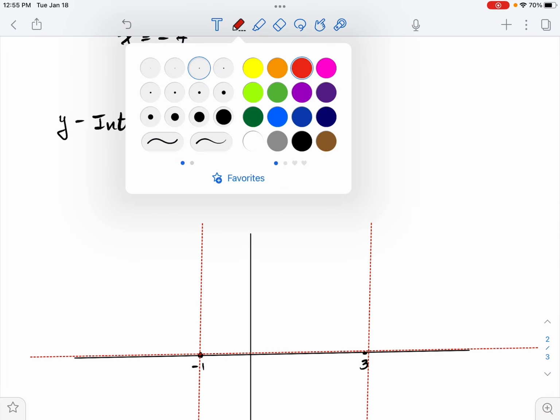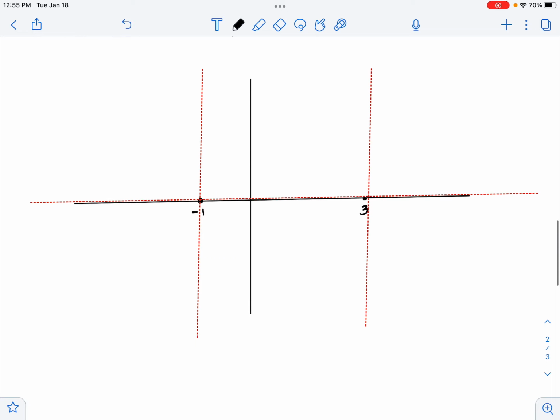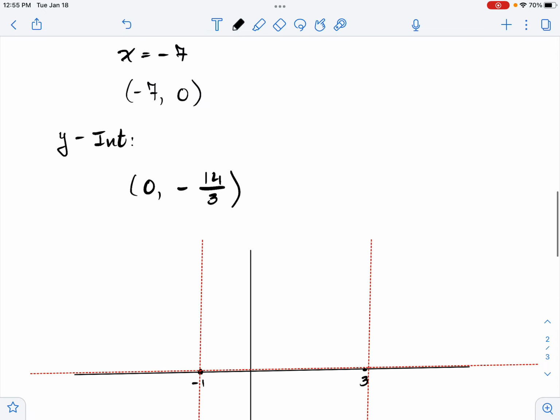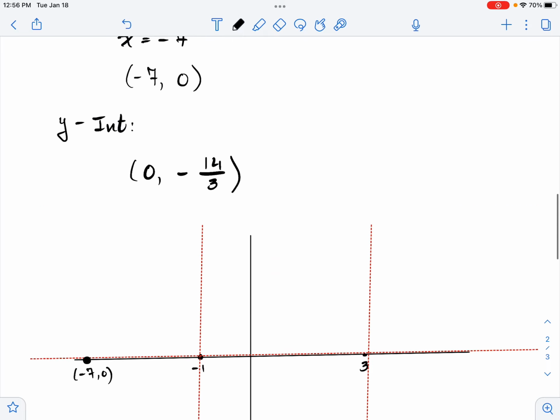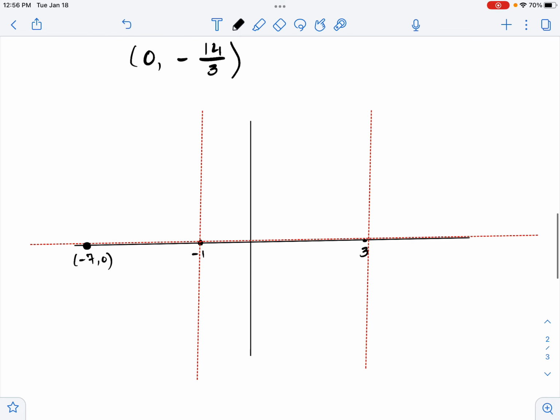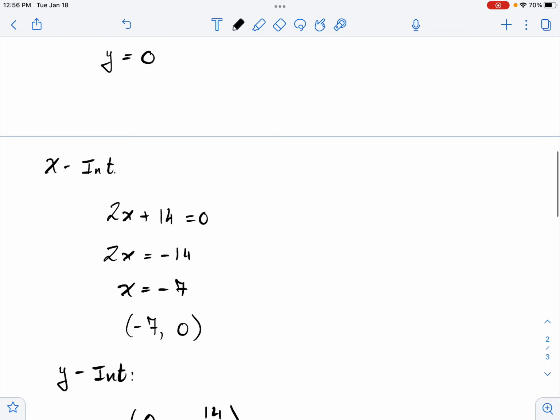And now I can put in my x and y intercepts. So negative 7, 0. I only have one x-intercept. It's over here. This is negative 7, 0. And the y-intercept, which is 0, negative 14 over 3. So negative 14 over 3 is negative 4 and 2/3. So maybe that's down here. So this here will be 0, negative 14 over 3. And so I just want to get a sense now of what my graph looks like.